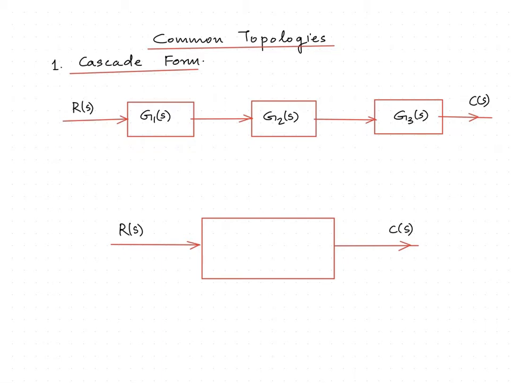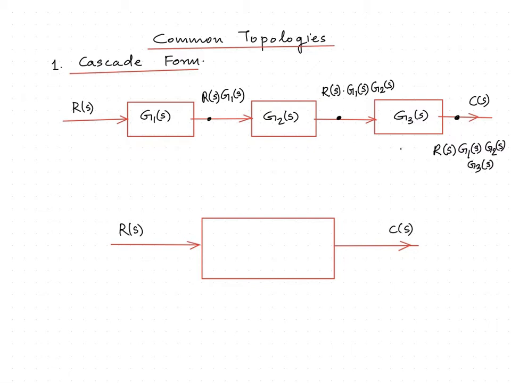The first one is the cascade form. In cascade form, the various blocks are connected in succession. So, we need to just multiply the transfer functions of each block. Here you can see that the signal at this point would be R(S) multiplied by G1(S). The signal at this point would be R(S) into G1(S) multiplied by G2(S). And the final signal at this point would be R(S), G1(S), G2(S) into G3(S).